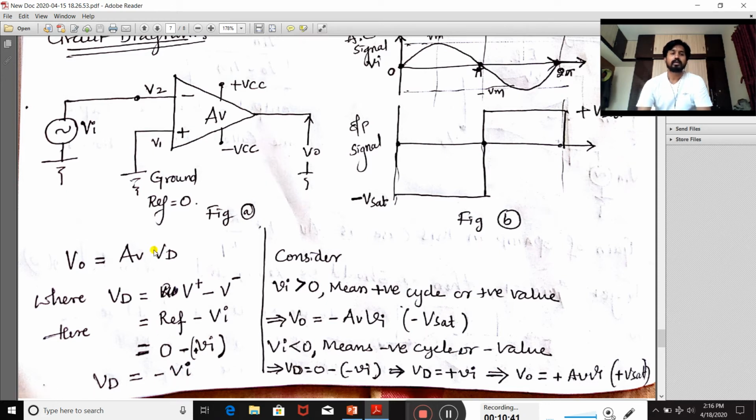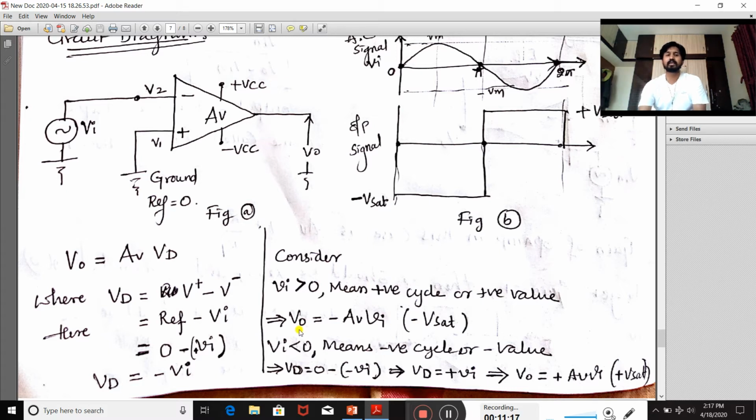So here you can substitute this minus Vi, so the equation becomes V naught is equal to minus AV into Vi, the same expression I have written here, where AV is the open loop gain. Maximum voltage, how much we can achieve, that is the saturation level of this VCC, that is minus V saturation we are going to get. For example, if you are applying 12 volt, that is the saturation. If you are applying 15 volt, then 15 volt is the saturation.